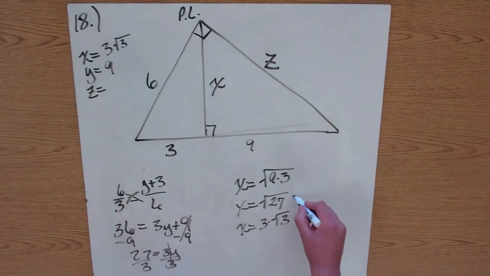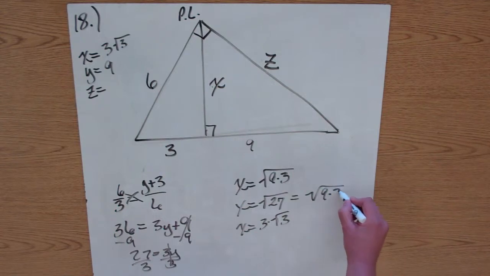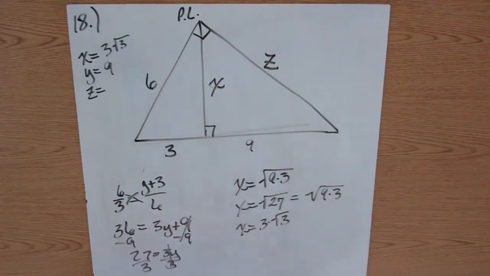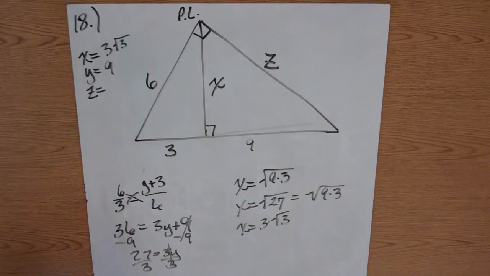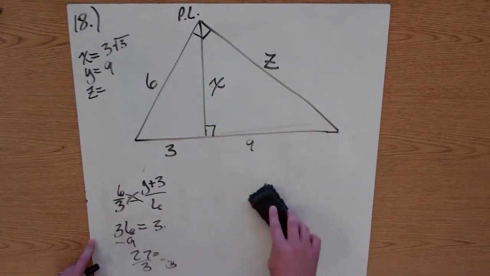Alright? Because 27 is simply 9 times 3, and the square root of 9 is 3, and you leave the square root of 3 underneath the radical. Alright? Now let's do letter z. To do z, I'm going to erase the work for x and y.